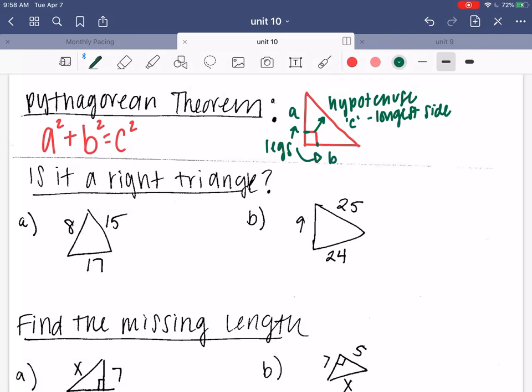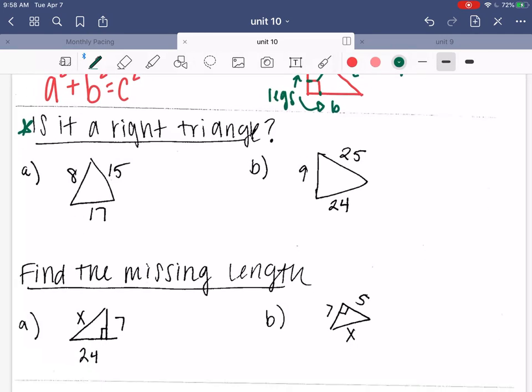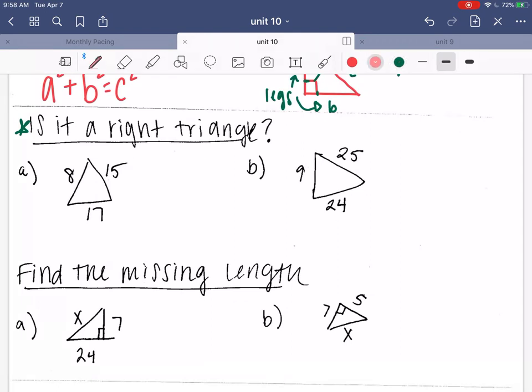All right, there's going to be a bunch of things that we can do. We can use the Pythagorean theorem to determine if a triangle is a right triangle. Hence here it says, is it? And we're also going to use the Pythagorean theorem to find missing lengths. So the first we're going to look at is to see, is it a right triangle? Well, if it is a right triangle, then the Pythagorean theorem, which I'll abbreviate with PT, will work. If it's not a right triangle, the Pythagorean theorem will not work.